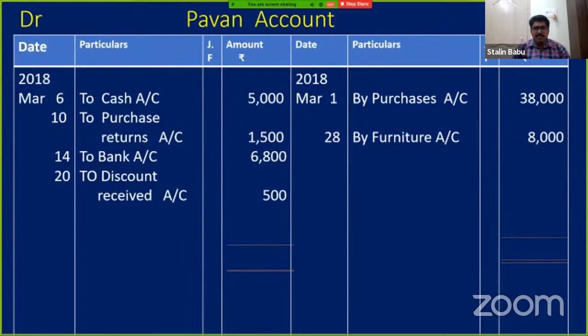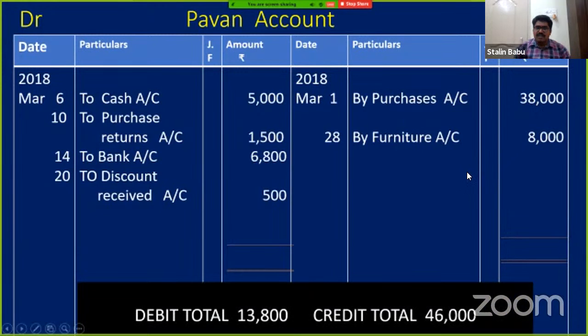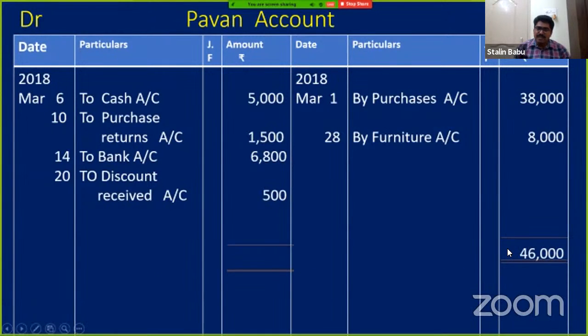After that, we have to make the balance. So before balancing, write horizontal lines in amount column. Leave some space and write the horizontal lines in debit and credit amount column. We have to check the total of debit and total of credit first. Debit total is 13,800. Credit total is 46,000. So credit side shows the greater amount, that is 46,000. First, we record this 46,000 on credit side. After that, the same amount is recorded on the debit side.